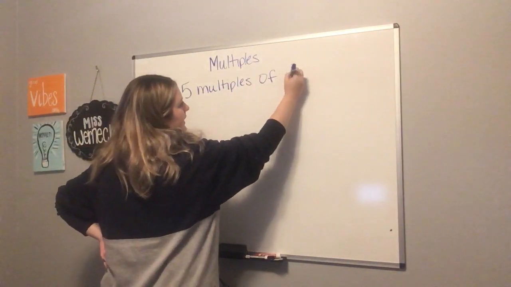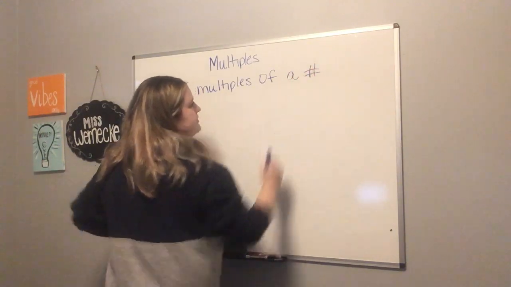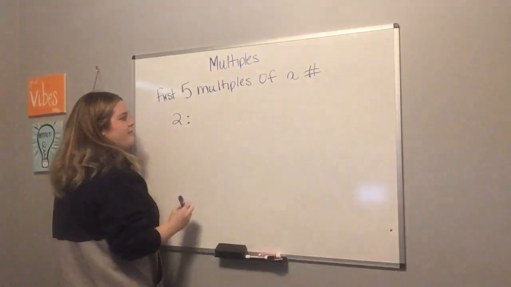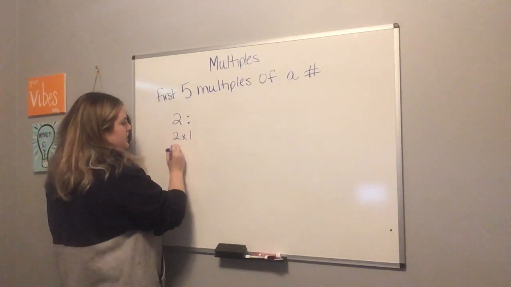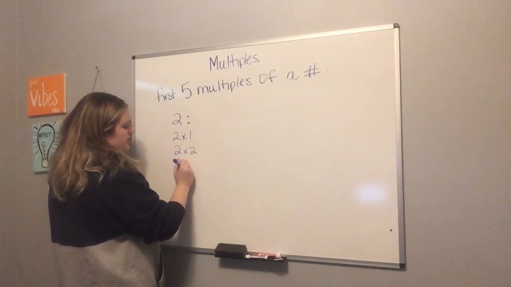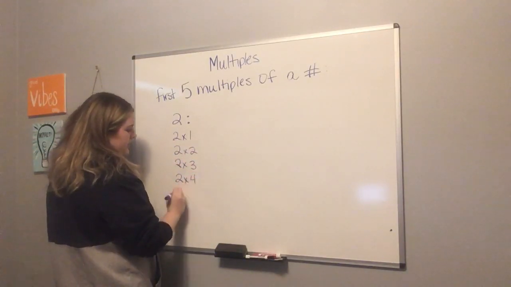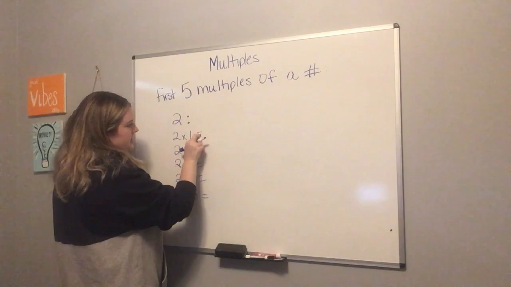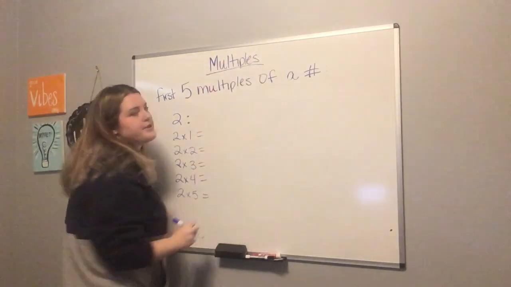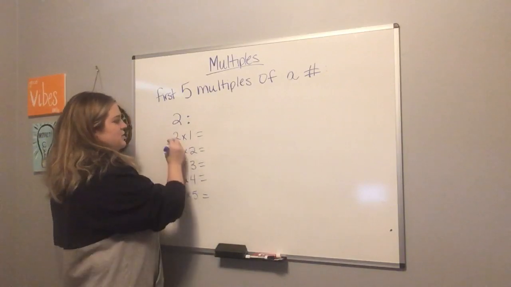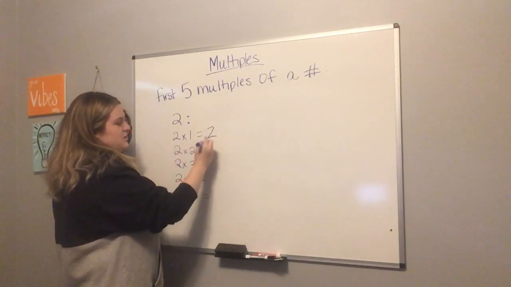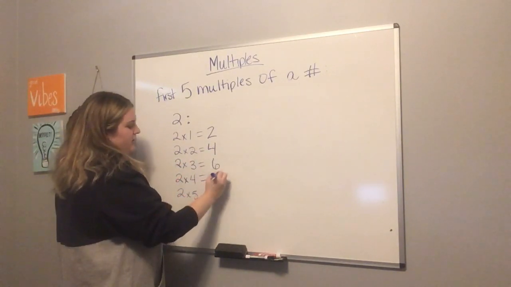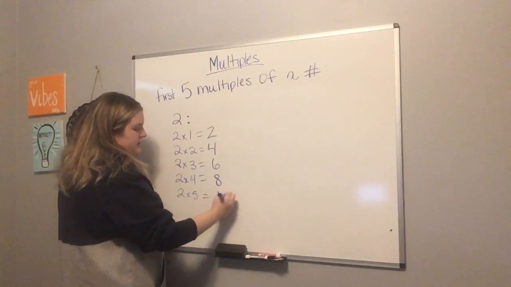of a number. So let's say the first number is 2. So the first 5 multiples are 2 times 1, 2 times 2, 2 times 3, 2 times 4, and 2 times 5. They're the answers to these multiplication problems. Hint, the word multiples, multiplication. So the first 5 multiples, 2 times 1 equals 2. 2 times 2 equals 4. 2 times 3 equals 6. 2 times 4 equals 8. 2 times 5 equals 10.